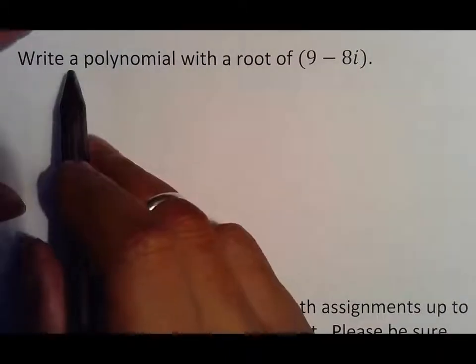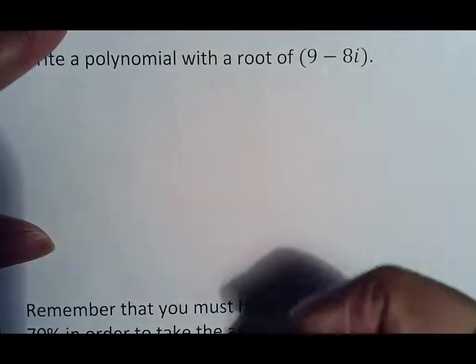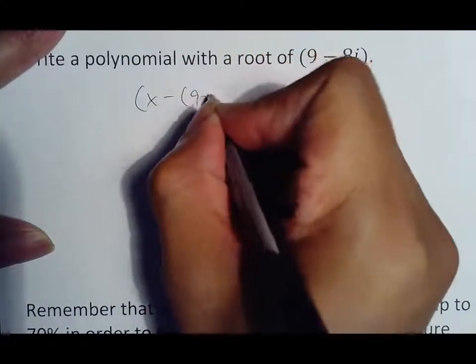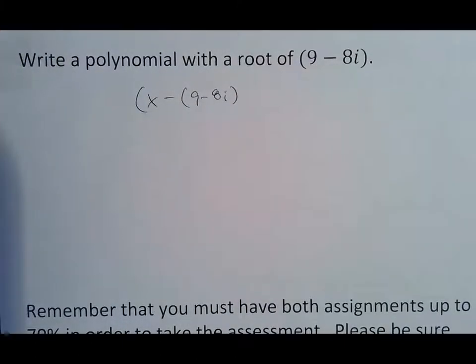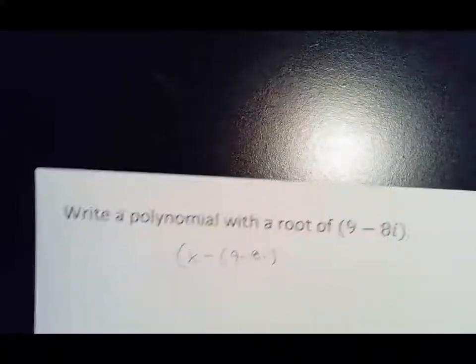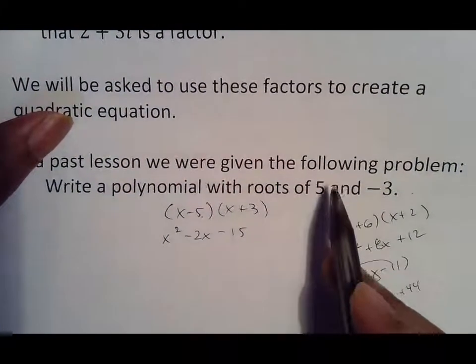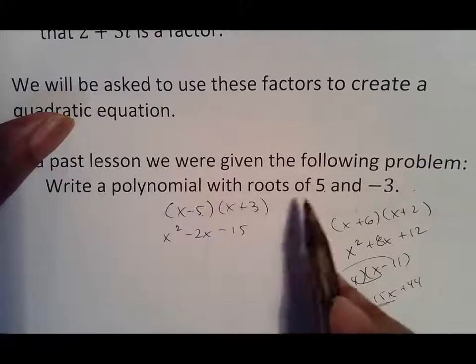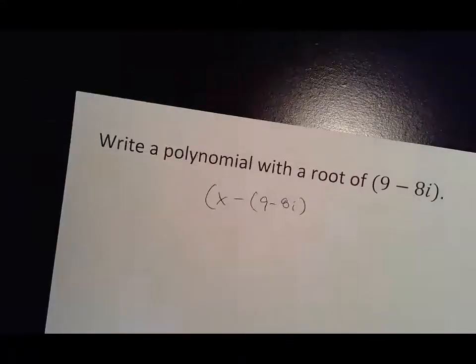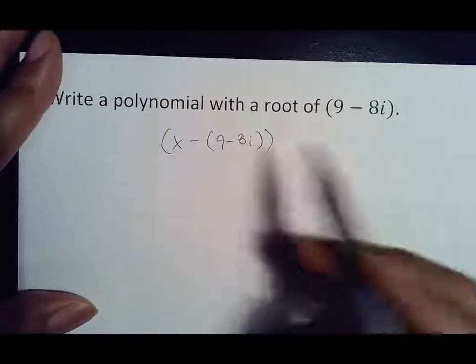So what we're going to see here is a question that says write a polynomial with a root of 9 minus 8i. So what we can do here is put x minus parentheses 9 minus 8i, because if you remember the problem that we did earlier, let me find it. Where did I put that thing? Ah, there it is. When we wrote roots of 5 and negative 3, we put x minus 5 and we put x plus 3 because we switched it. So, same thing here. If 9 minus 8i is a root, I want to do x minus (9 minus 8i).